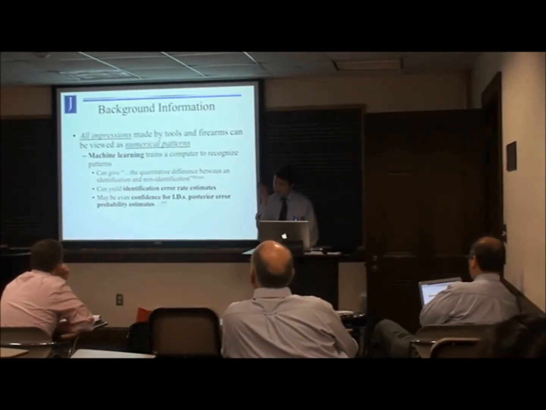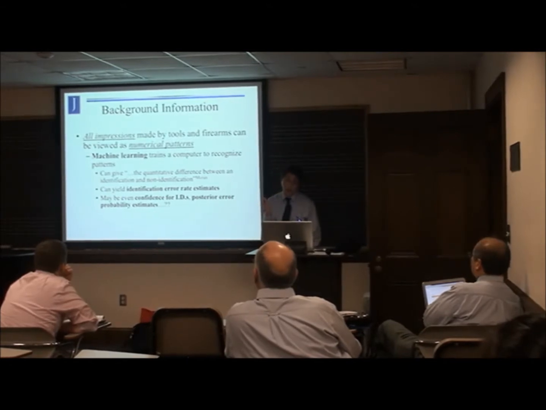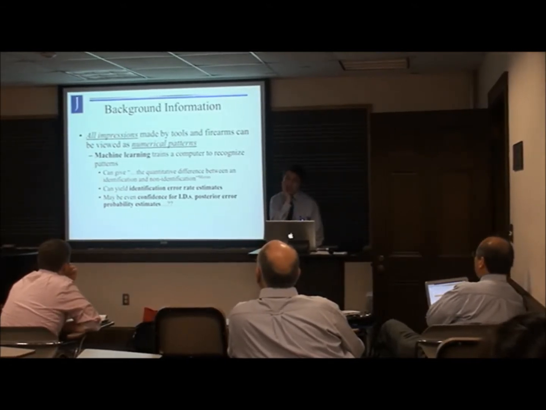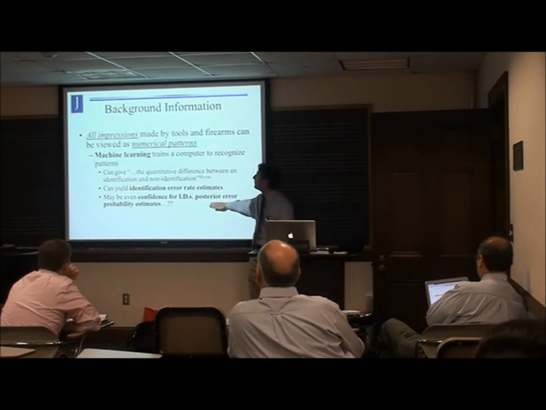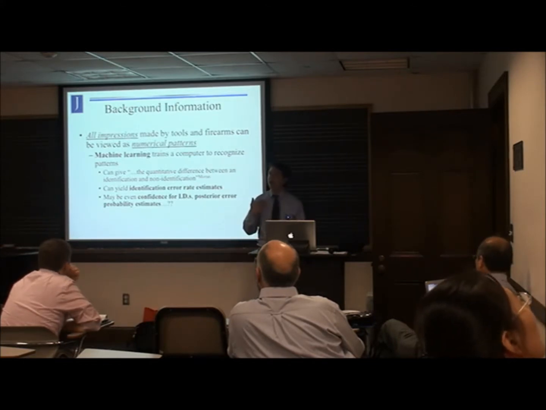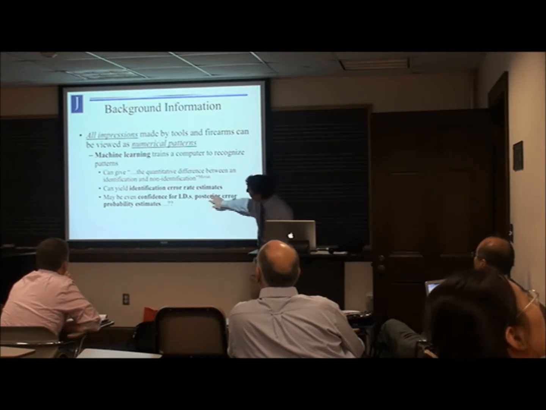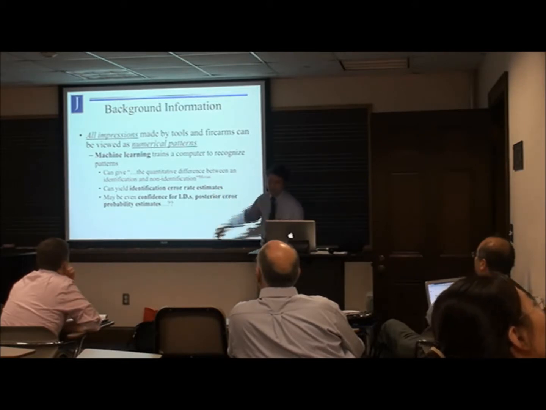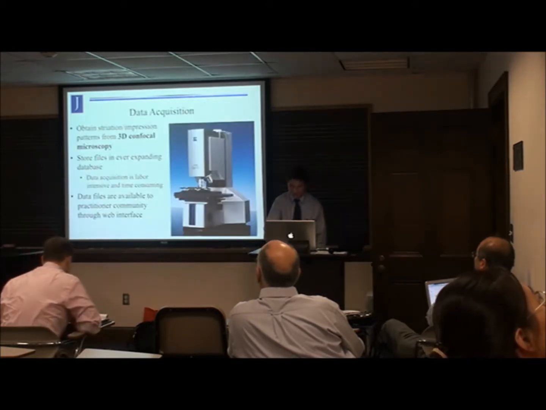So from our point of view, taking as objective a stand as we can, all impressions made by tools and firearms can be just viewed as numerical patterns, and machine learning is a set of techniques that trains a computer to recognize patterns. And they can yield identification error rates, and if you really want to go bananas, maybe we can even put on confidence identifications and posterior error rate probabilities, such that they will hold a lot of water to somebody who has a PhD in statistics or mathematics and says, okay, I can't see any holes in your method. If we get to this stuff, we get to it. If we don't, you have the slides, you can look at it.